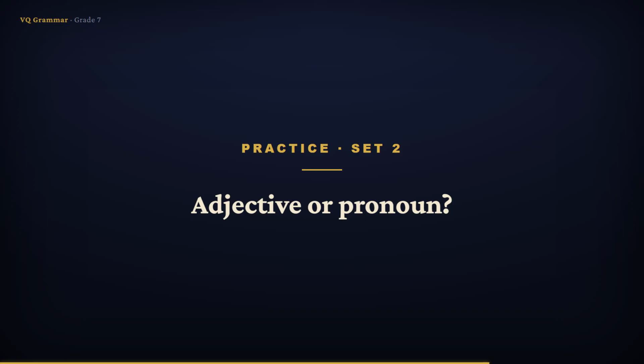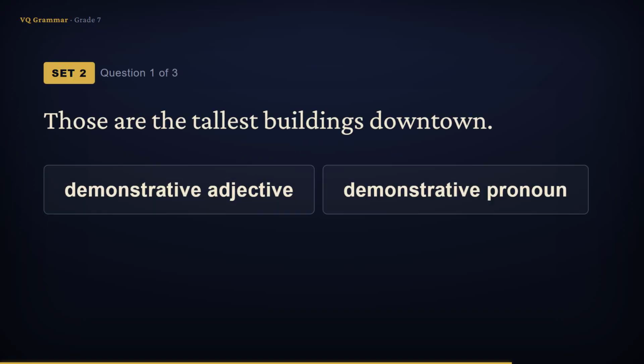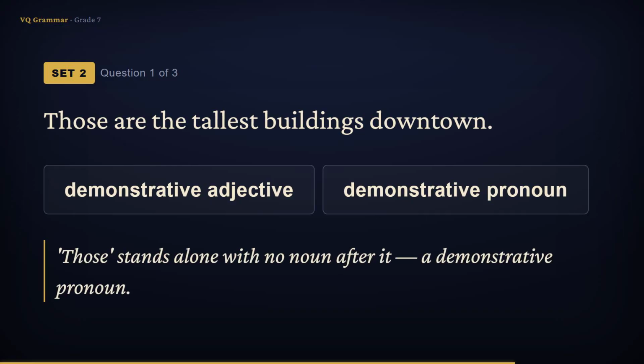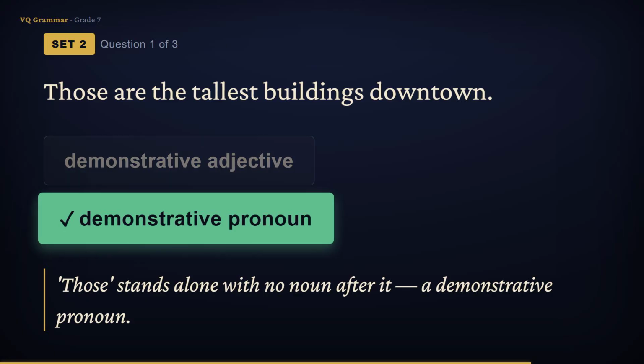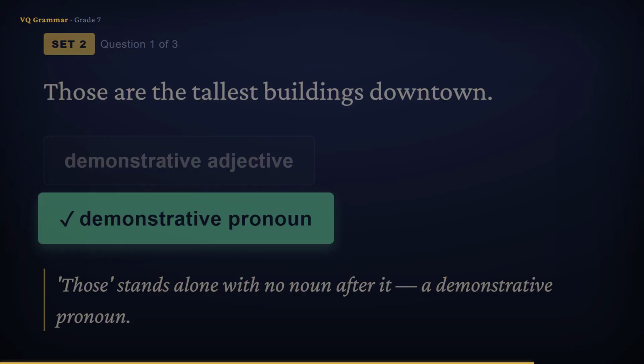In this second set, each sentence already has a demonstrative. Decide how it's working. Is it a demonstrative adjective sitting in front of a noun, or a demonstrative pronoun standing alone in place of a noun? Pause and decide before I answer. Those are the tallest buildings downtown. Look right after the word those. There's no noun. Those is standing all by itself as the subject. Since it replaces a noun instead of describing one, it's a demonstrative pronoun. So the answer is demonstrative pronoun.